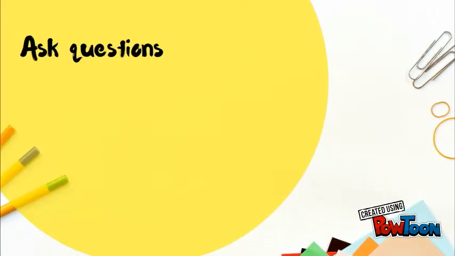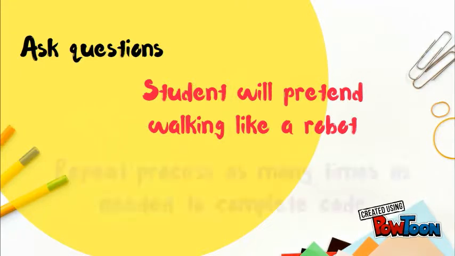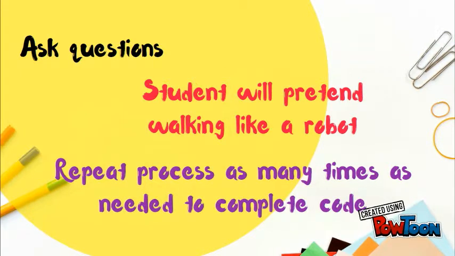Ask questions for students to engage and share their opinion. Questions like, what should we tell our robot to do first? Choose a student to activate the robot. Student will pretend walking like a robot. Based on the process, determine what steps to take to complete the program. Repeat as many times as needed to complete the code. Complete the program and run it.